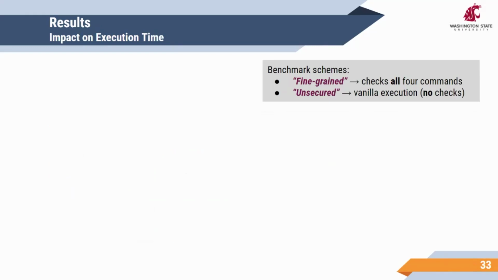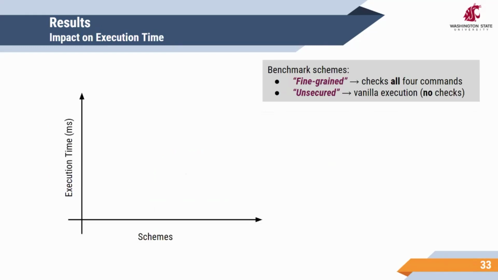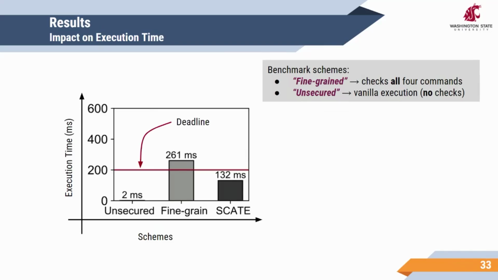And also, we study the overheads of running this scheme on the Raspberry Pi platform. In the X dimension, we show different schemes. One is the fine-grain, where we check all the commands, and one is SKATE, the one we propose. In addition to that, we also consider another case where we don't use any checking. So we run it natively, and the Y dimension shows the corresponding execution time.